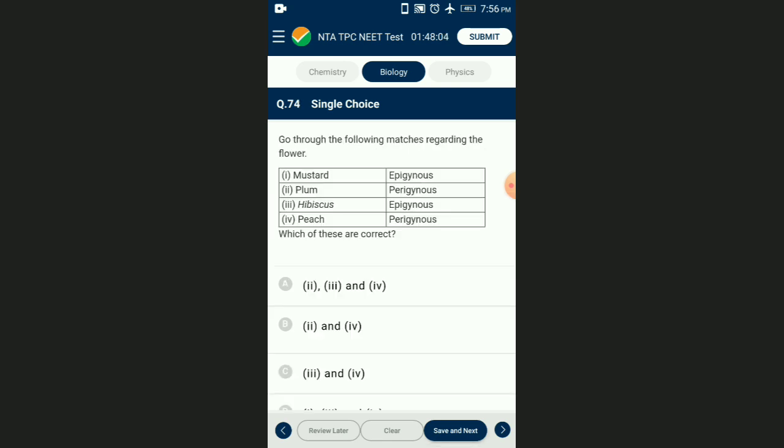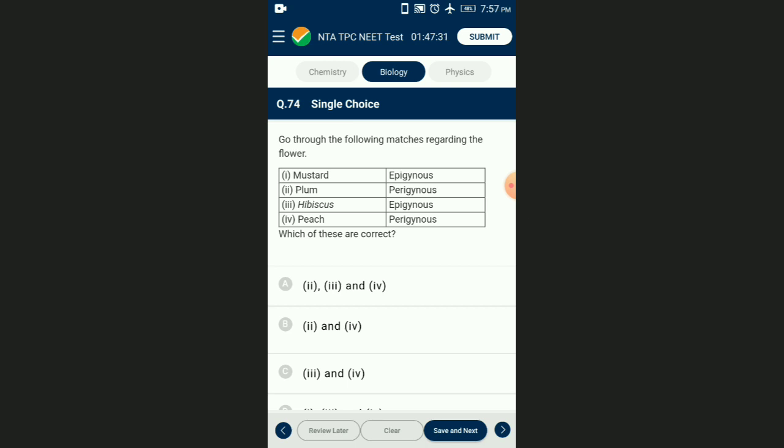Question number 74. Go through the following matches regarding the flower. Based on the position of the ovary, flowers can be classified into three types: hypogynous, perigynous, and epigynous. See the diagrammatic representation which is given very clearly in the textbook. When the sepals, petals, and stamens are attached to the receptacle below the ovary, it is known as hypogynous. In this case, the ovary is said to be superior.